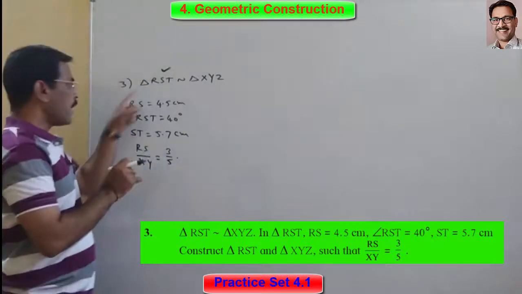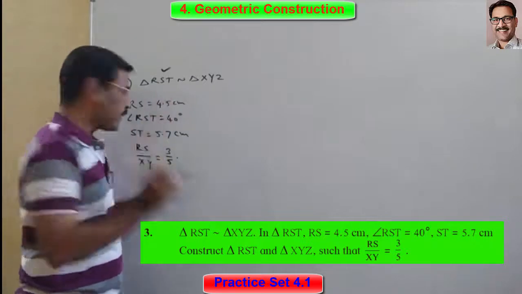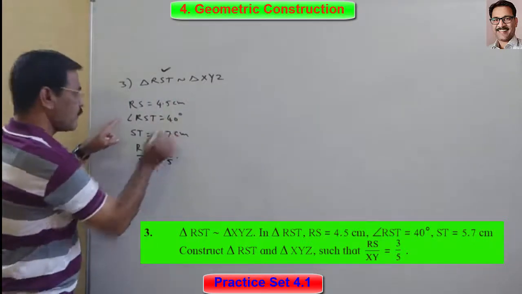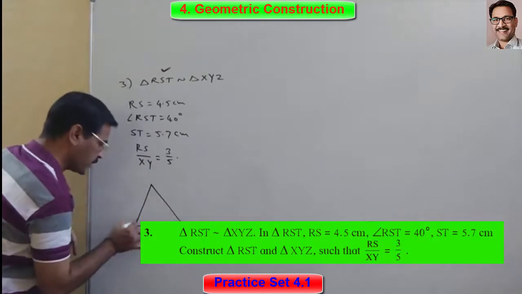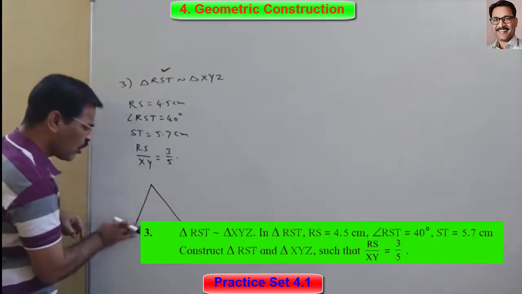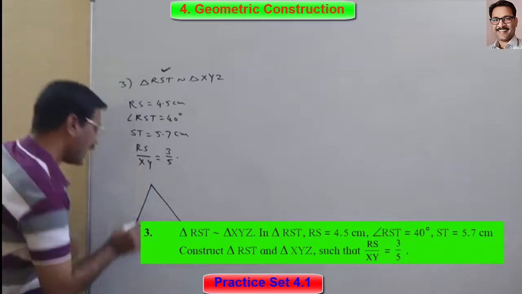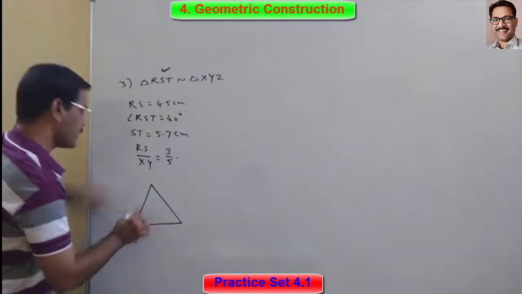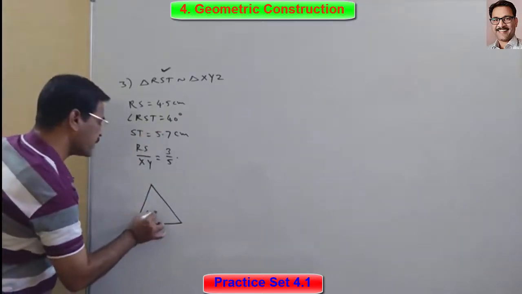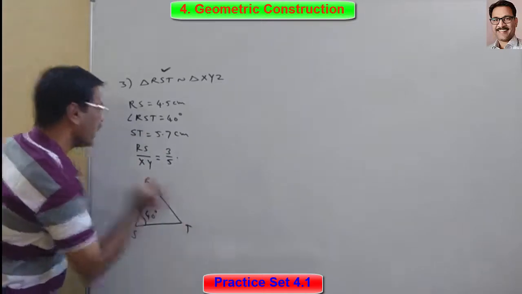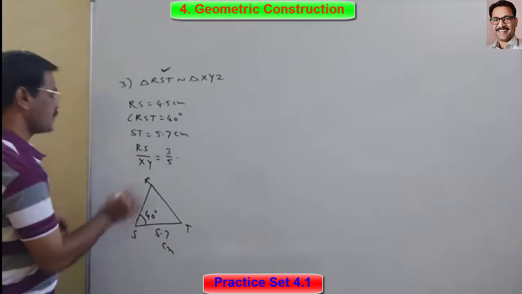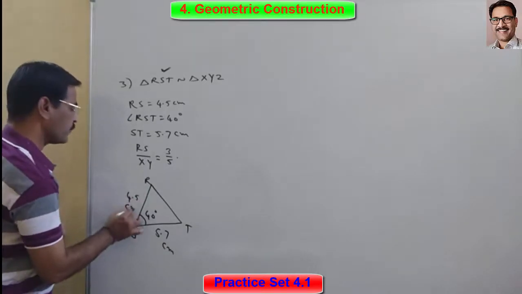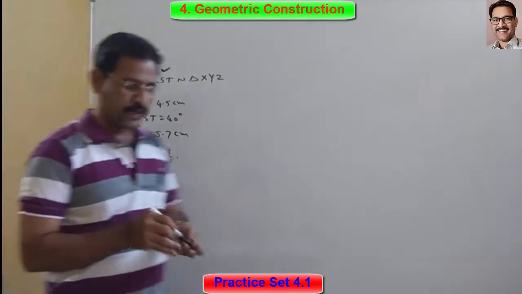Okay, see, first I am drawing one rough figure of RST. Here 40 is there, one angle is given to us. Just see here, this is one rough figure. Always try to draw one rough figure. Okay, here I will take S, and that angle S is 40 degrees, given to us in RST. ST is 5.7 and RS is 4.5. Okay friends, I will draw that figure here.